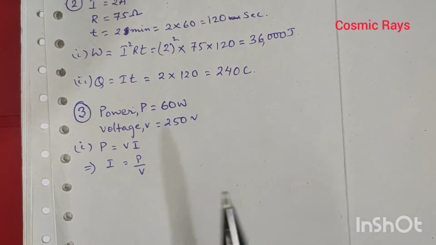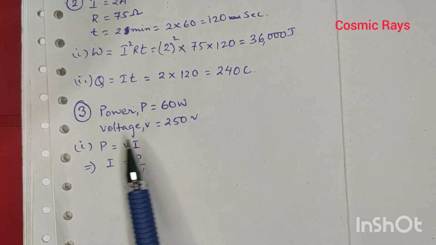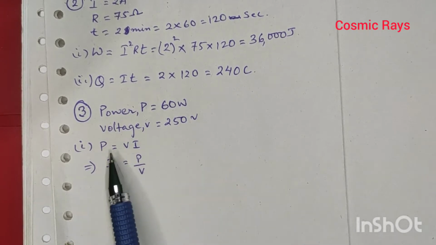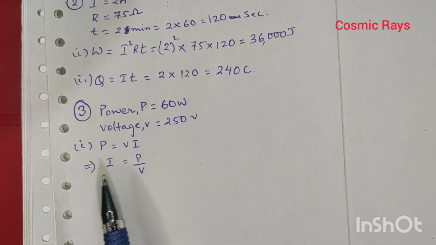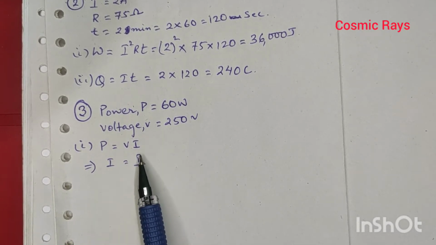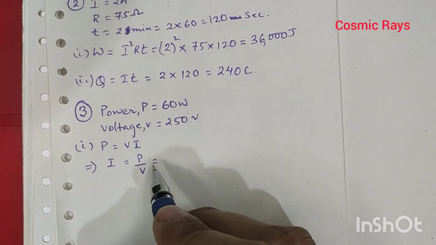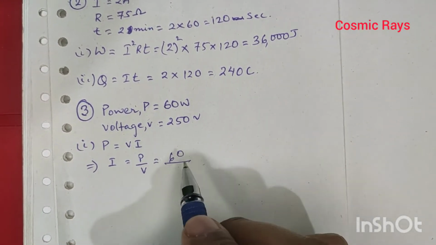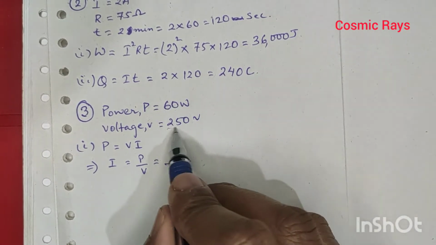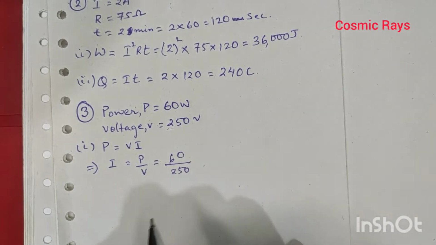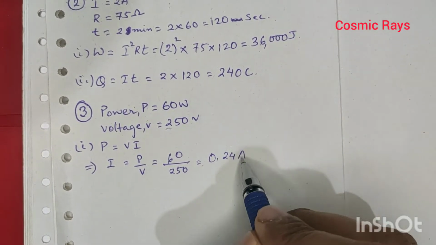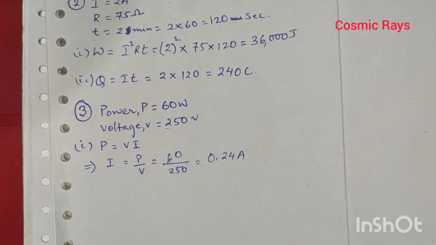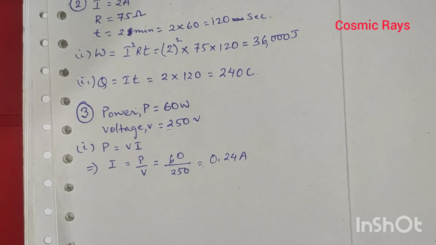So here we have written the given things. Power P is equal to 60 watt and voltage is 250 volts. So we know the formula, power is equal to V into I, that is voltage into current. So from here we can find out the current as power divided by the voltage. So power is given as 60 watt divided by the voltage, 250. So when you divide it, we will find the answer as 0.24 ampere. Now the second part of the question says how will it be affected when the voltage drops to 200 volts.